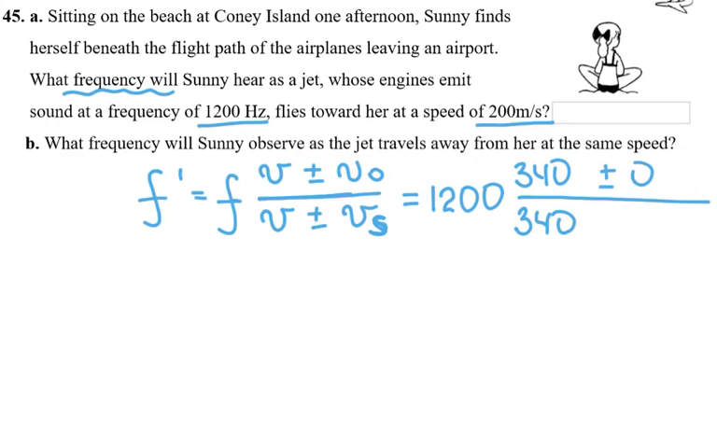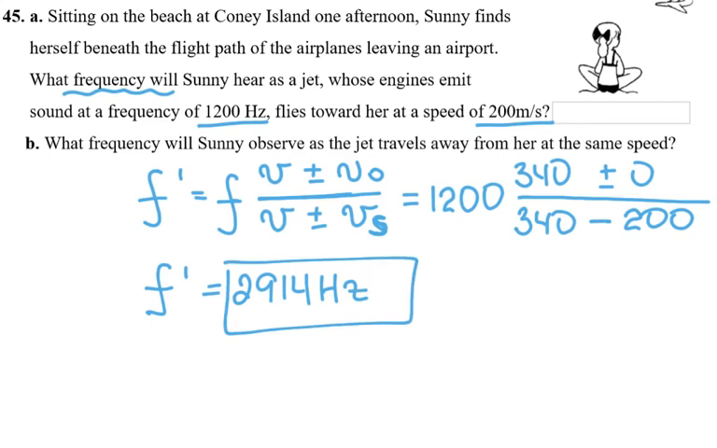If the source is coming toward her, the frequency is increasing. If the frequency is increasing, my denominator should be smaller. And here I have 200 meters per second. So the frequency that she hears is actually 2914 Hertz.